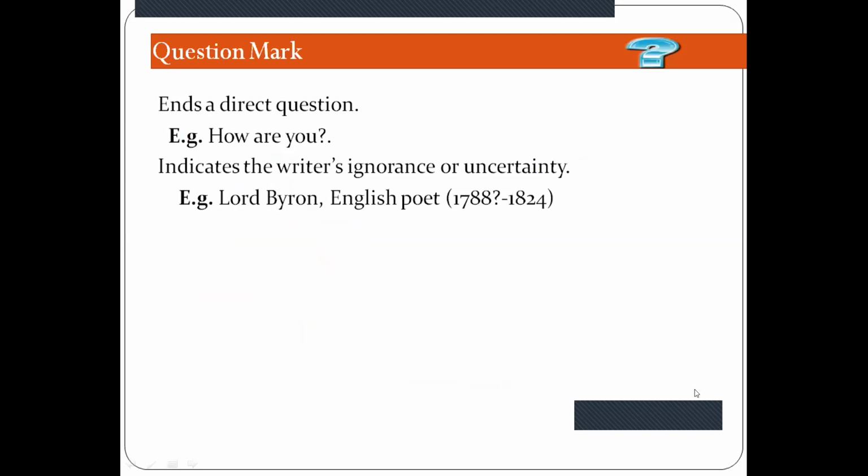And the next one is the question mark. Simple and clear. It is used for a direct question: How are you? It is also used to show the writer's ignorance or uncertainty. When someone doesn't know exactly, you put a question mark. Here: Lord Byron, English poet, 1788? Now it means he doesn't know whether he was born in 1788. That's why I put a question mark. Not sure, and then go on.